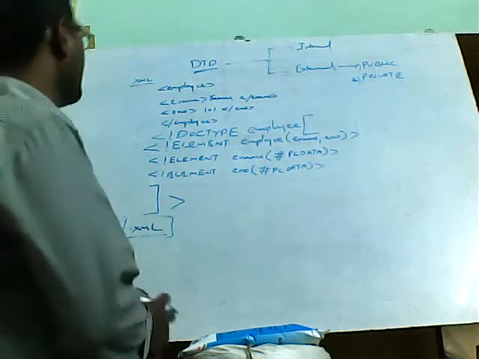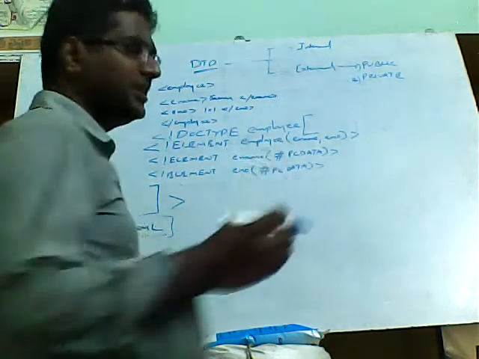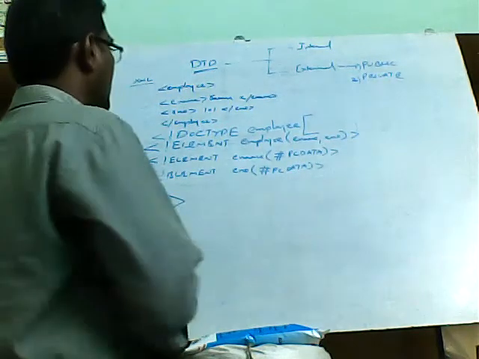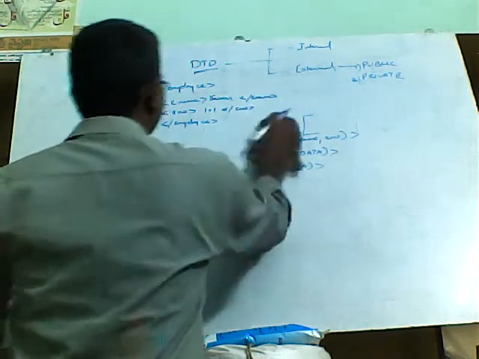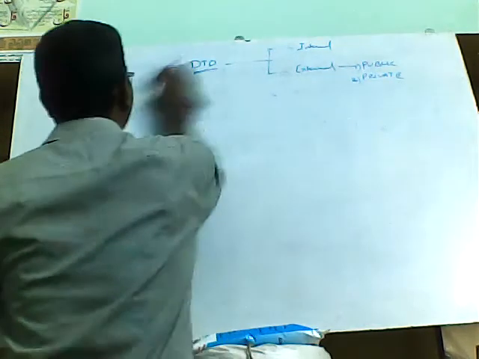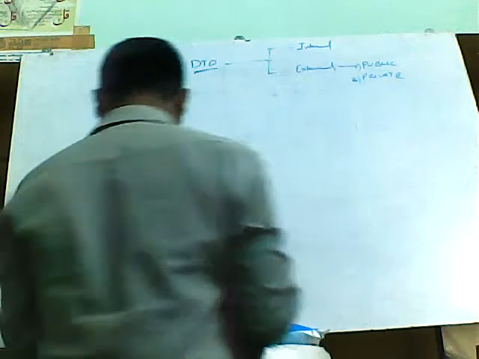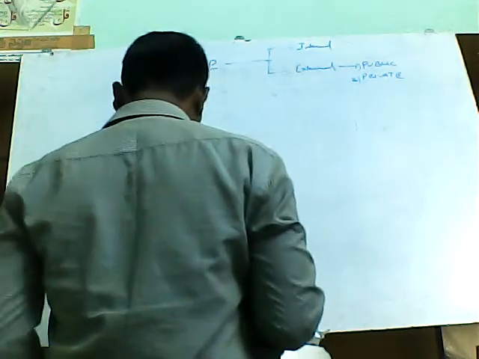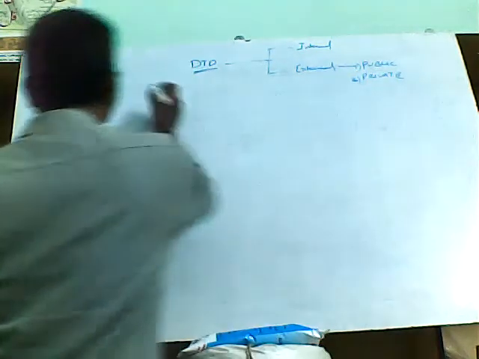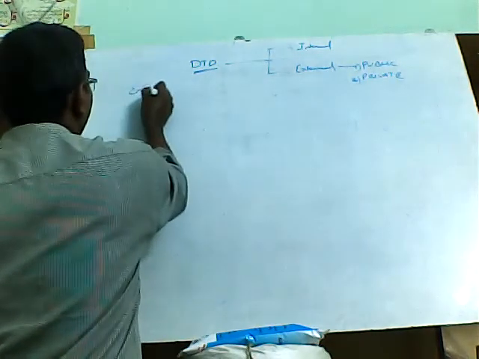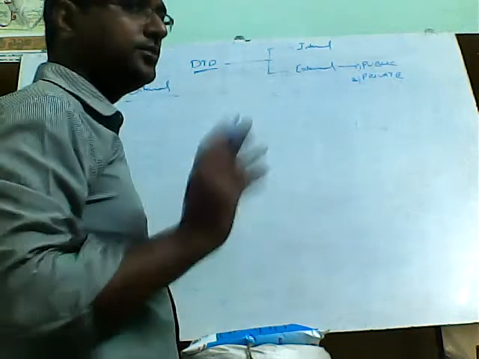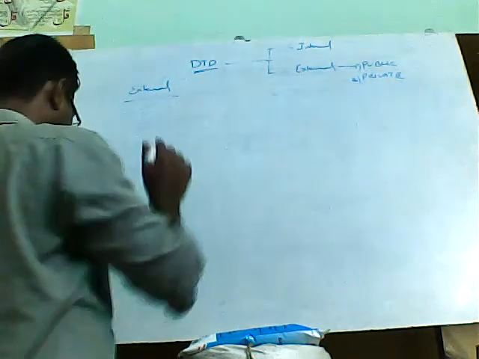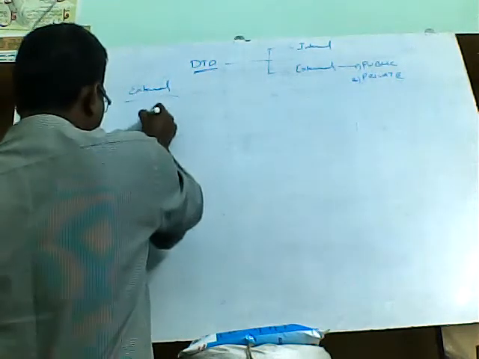Right. What about external DTD? For the external DTD, we will just add some more lines of code, which we will see. What code will we write in external DTD? So external DTD is once again classified into two types, public and private. Here we will see the private DTD.